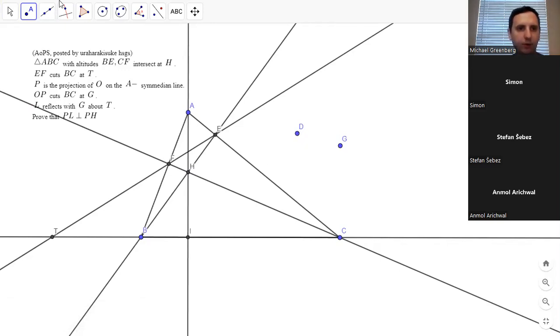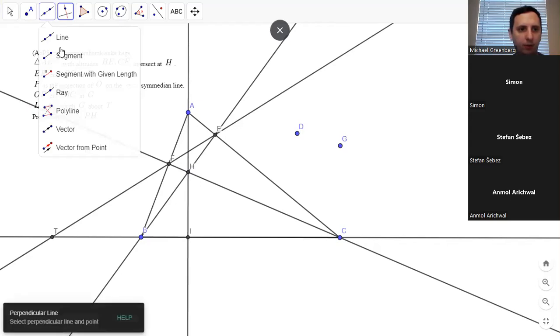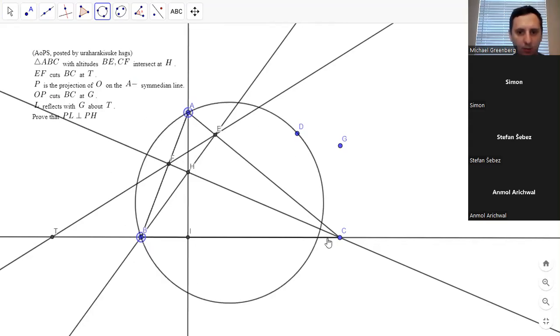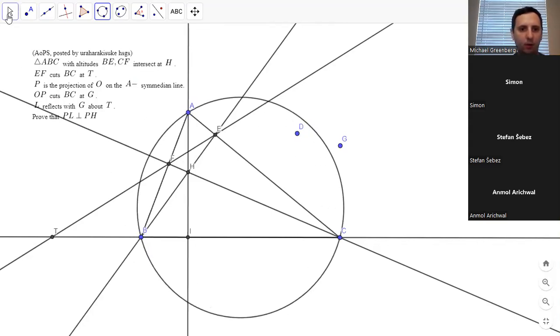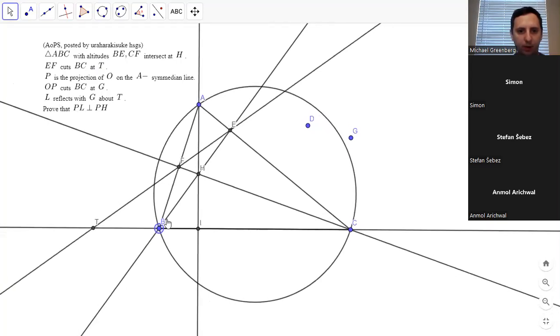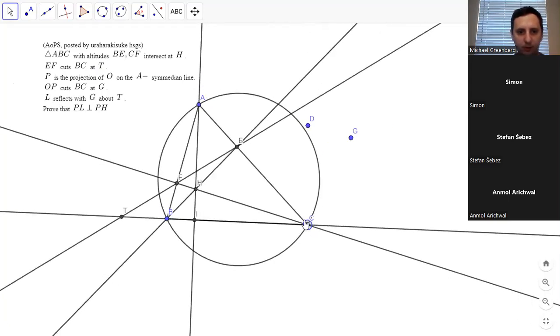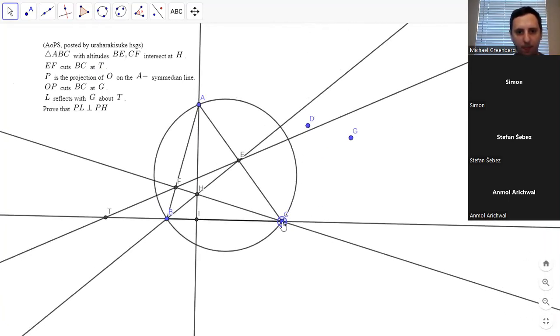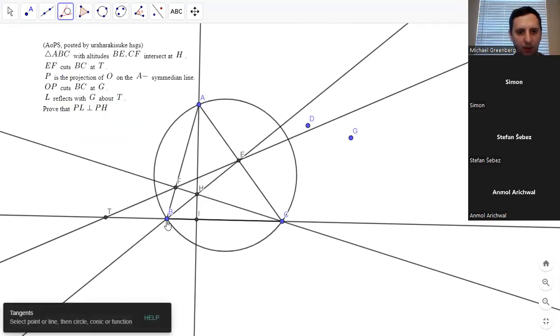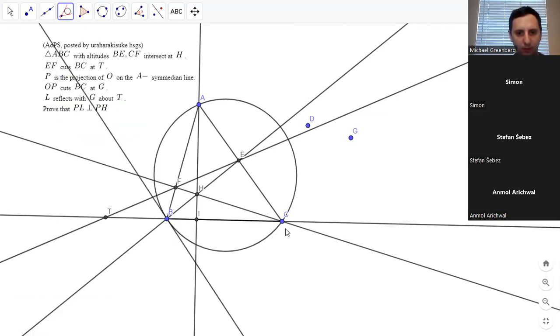P is a projection of O. I think O is the circumcenter. I think they forgot to add it to the problem. So we draw the symmedian. So I will do it by drawing the 2 tangents at B and C. Okay. I'm going to clean this up in just a second, so it looks nicer.